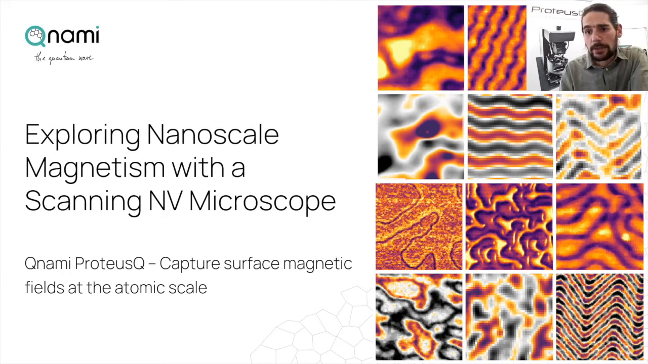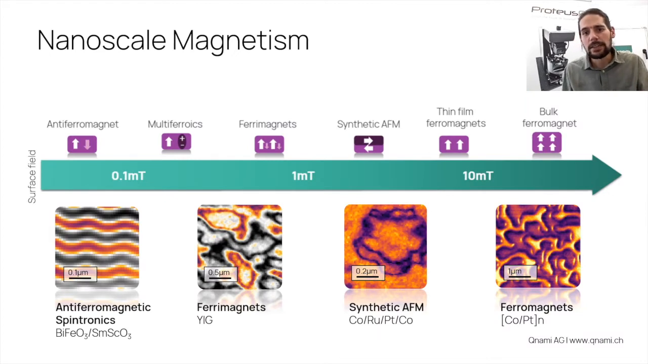If we talk about nanoscale magnetism, there's a variety of compounds or magnetic orders that come to mind, and what distinguishes them is the surface magnetic field that they generate. For example, antiferromagnets generate tiny fields at their surface, in the range of maybe 10 microtesla, whereas thin film ferromagnets may generate quite significant fields at their surface. Resolving the small surface field is a challenge.